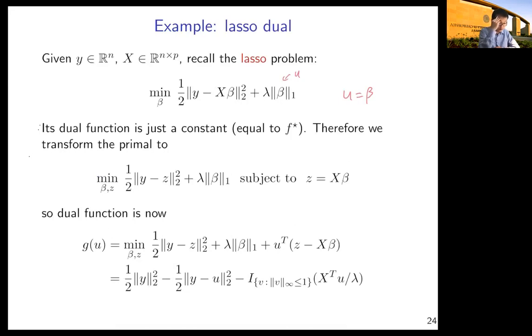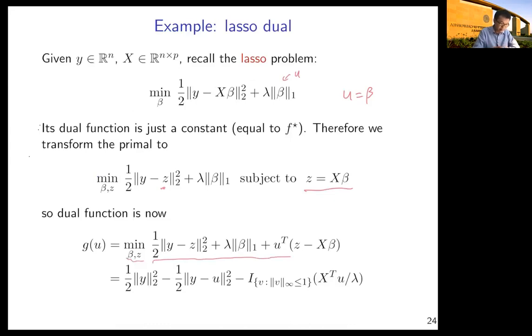So for Lasso, we can alternatively do the reformulation by getting rid of the difficult part that comes with x. If we replace x beta with z and minimize over beta and z simultaneously, then we construct the Lagrangian. We minimize the Lagrangian over the primal variable.